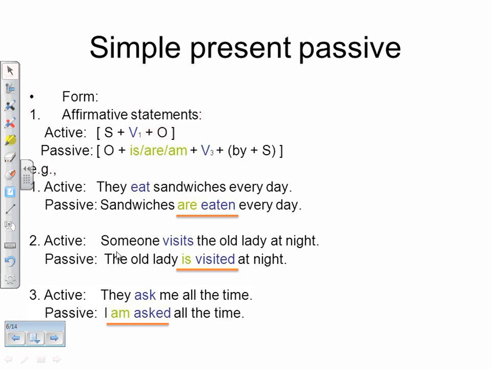Another example. Someone visits the old lady at night. I start with the old lady. Excellent, you are. The old lady is singular or plural? Super. Singular. So which one I will use? Is or are? Excellent. Is. Visited at night. Supers, you are. They ask me all the time. I am asked all the time.